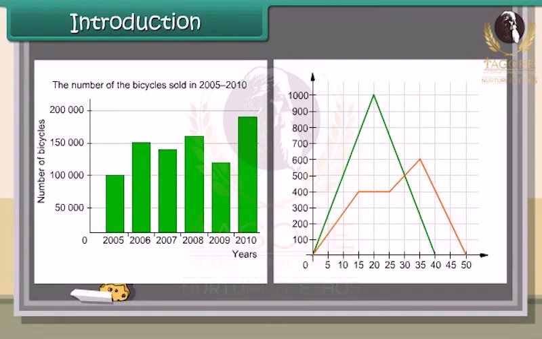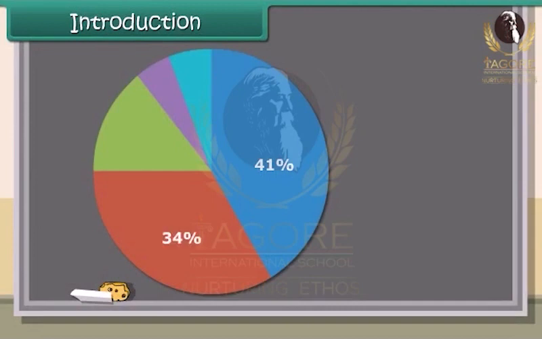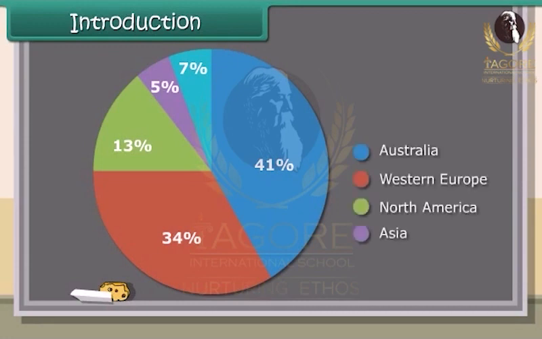News channels and magazines use graphs to give a better understanding of the article. Graphs provide a catchy and simple way. Here is a pie chart that clearly compares the sales of a magazine in various countries in the world. Thus, the graphs play a very important role in our lives.